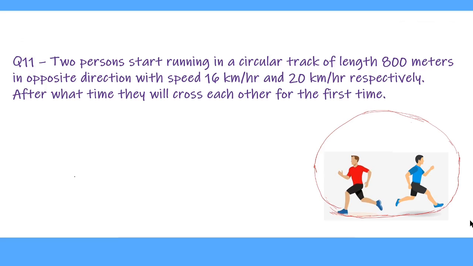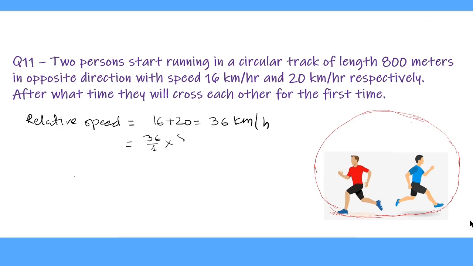Here the persons are running in opposite directions on a circular track. So the relative speed is equal to 16 km plus 20 km, so 16 plus 20 equal to 36 km per hour. As the distance is in meters, we should convert the speed from kilometers per hour into meters per second. So 36 km per hour is equal to 36 multiplied by 5 upon 18. For converting kilometers per hour to meters per second, we multiply by 5 upon 18. So 18 cancels 36 two times, so this is equal to 10 meters per second.